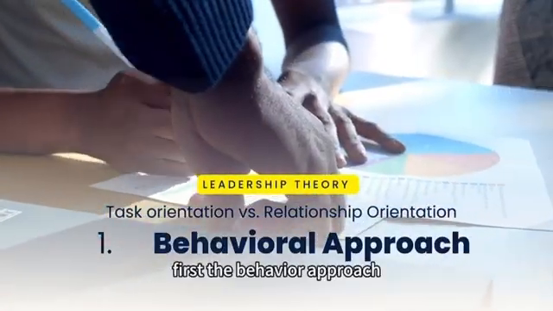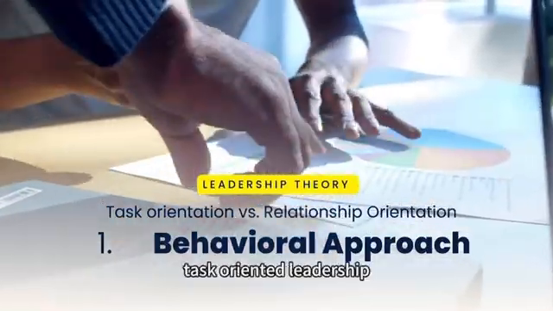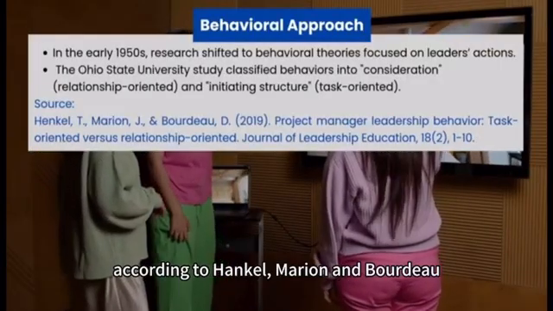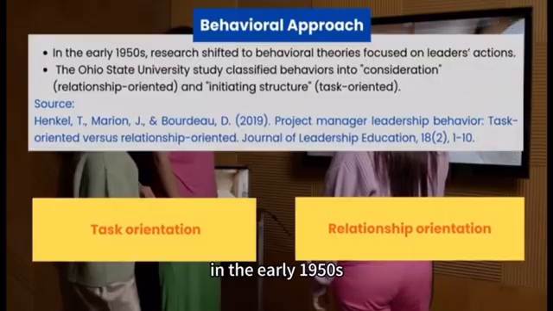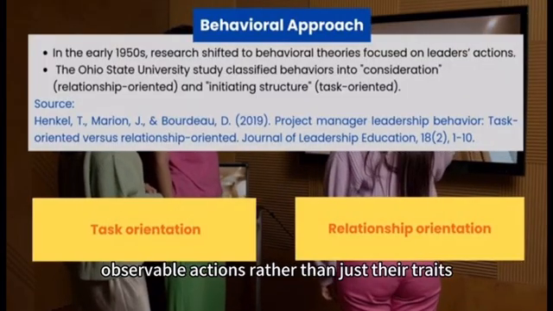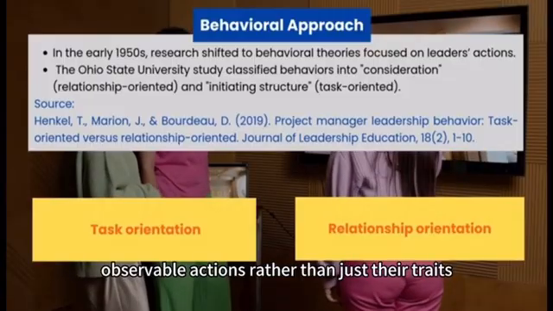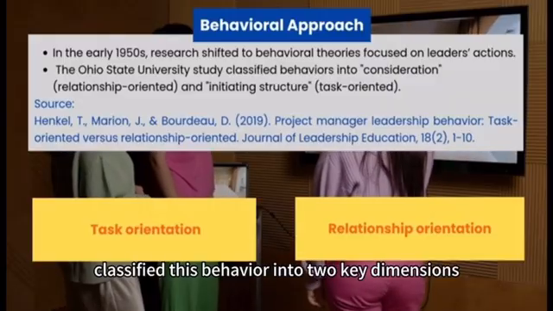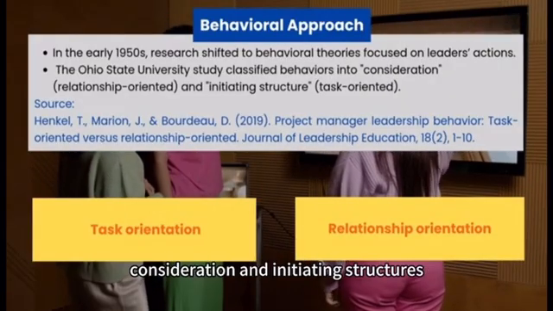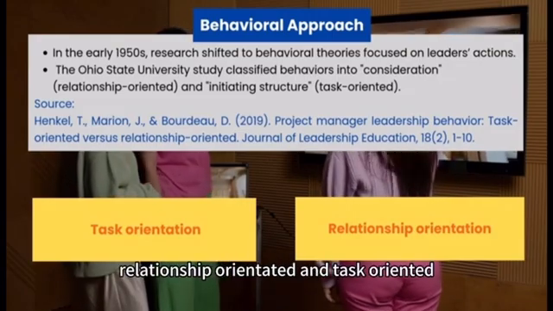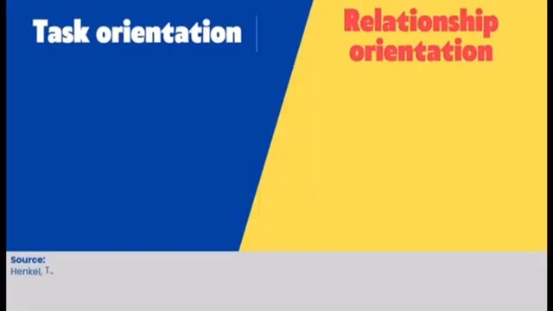First, the behavior approach. It has 2 key parts: task-oriented leadership and relationship-oriented leadership. According to Hinkin, Schriesheim, and colleagues, in the early 1950s, leadership research shifted to focus on leaders' observable actions rather than just their traits. A landmark study at Ohio State University classified this behavior into 2 key dimensions: consideration and initiating structure, which is also called relationship-oriented and task-oriented.